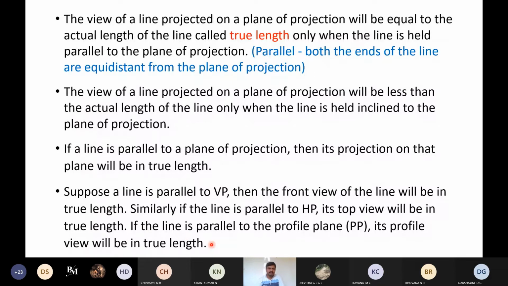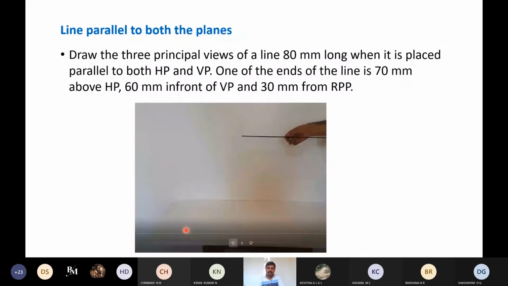These are very simple problems. In this class, we are going to solve problems related to the first three conditions: parallel to both planes, inclined to one plane and parallel to the other, and parallel to one plane and perpendicular to the other. I will solve three problems related to these three conditions, and I will give two problems as assignment.